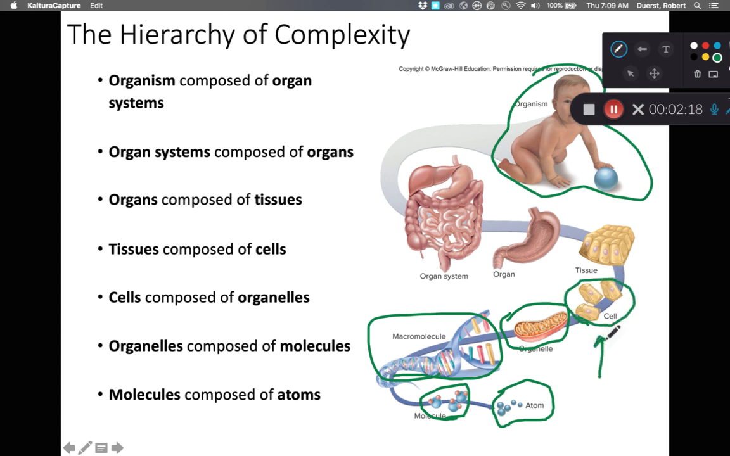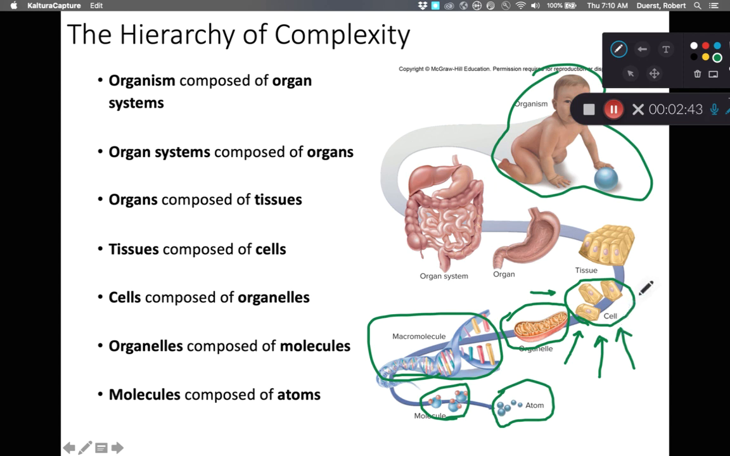Multiple organelles working together for a common purpose make a cell, and this is an important dividing line. Once we get to the cellular level, all of a sudden we are now considered alive. By definition, if it's smaller than a cell, an atom, a molecule, a macromolecule, or organelle, it is non-living. But once we combine all these structures, we can now have a living cell, the smallest structural and functional unit of life.